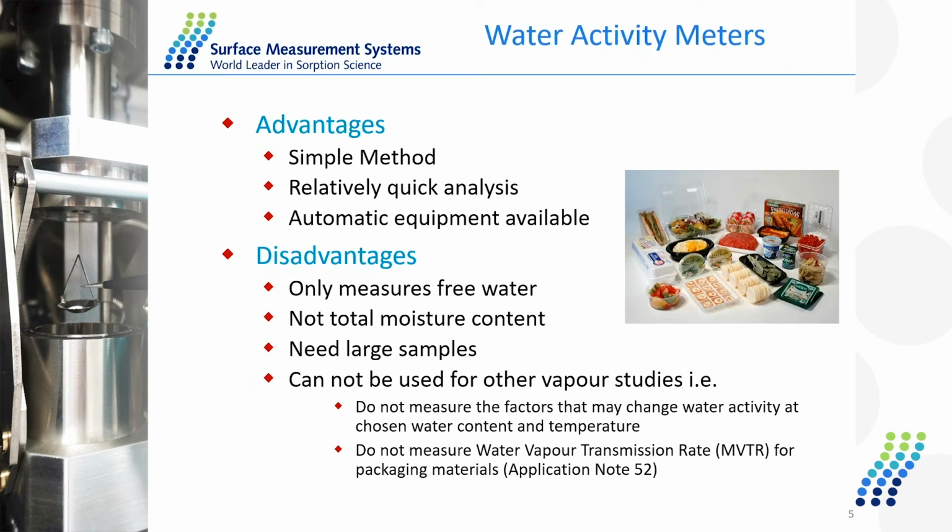And there are some water activity meters in the market, which are a simple and quicker way for the analysis, but they have the disadvantage that they only measure the free water in the material, not the total moisture content. And also the experiment condition is not under control, so we cannot study the factors that will affect the water activity, like the temperature or relative humidity. And it's not suitable to measure the moisture transmission rate of the packaging material as well. So we are looking for some other method for the material characterization.